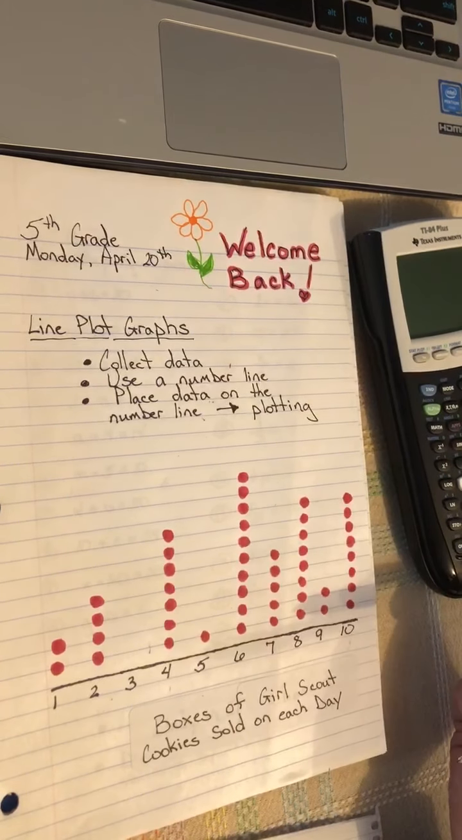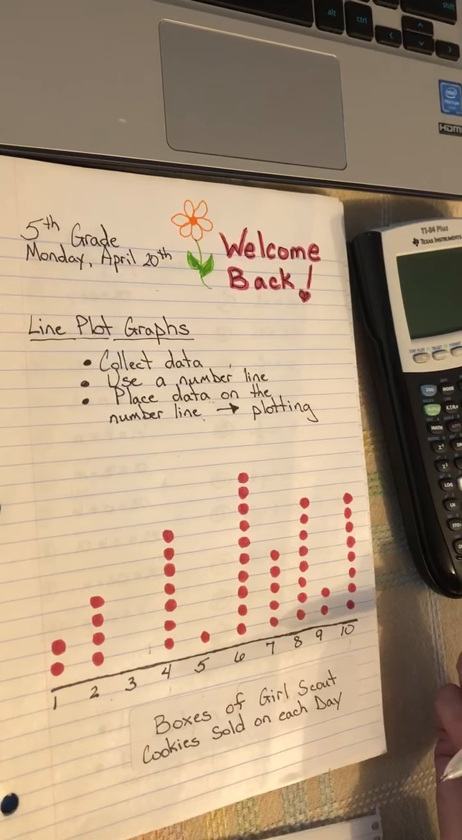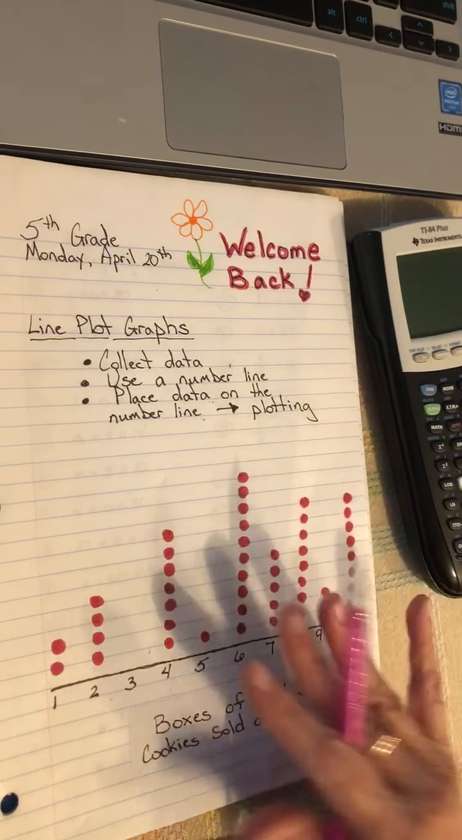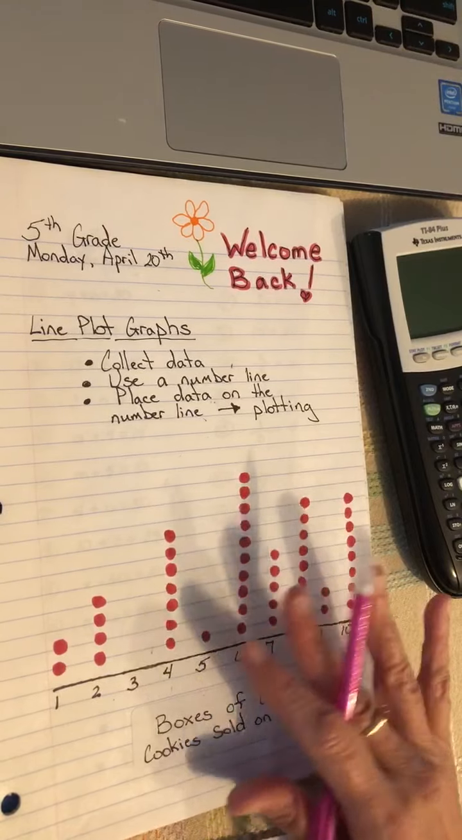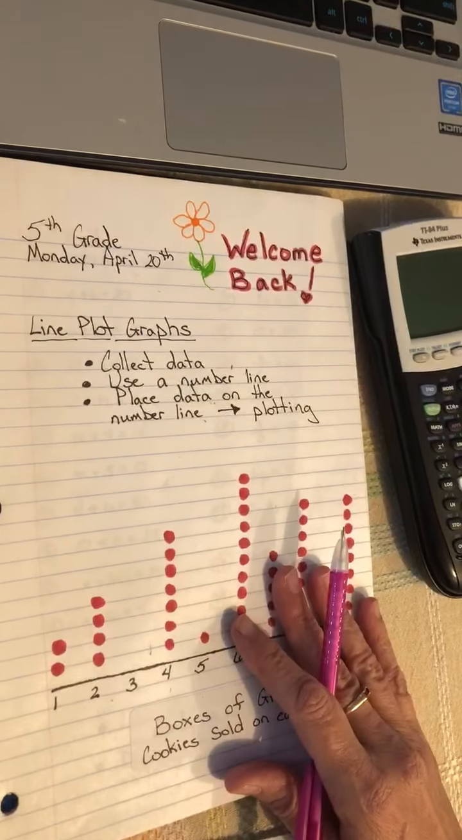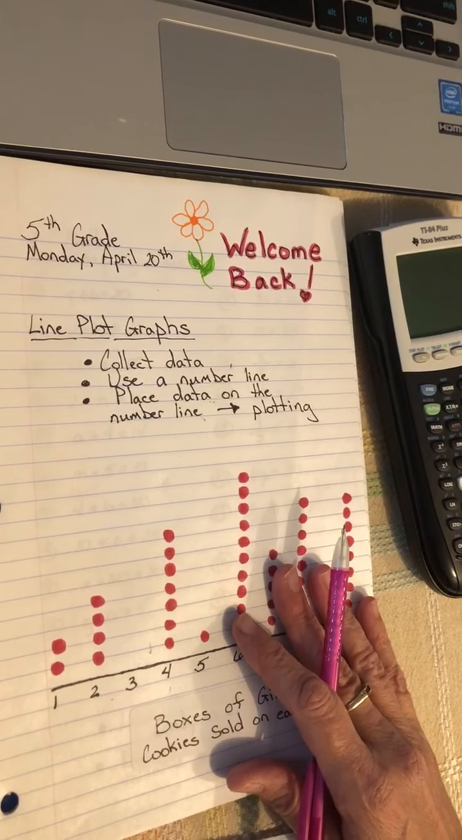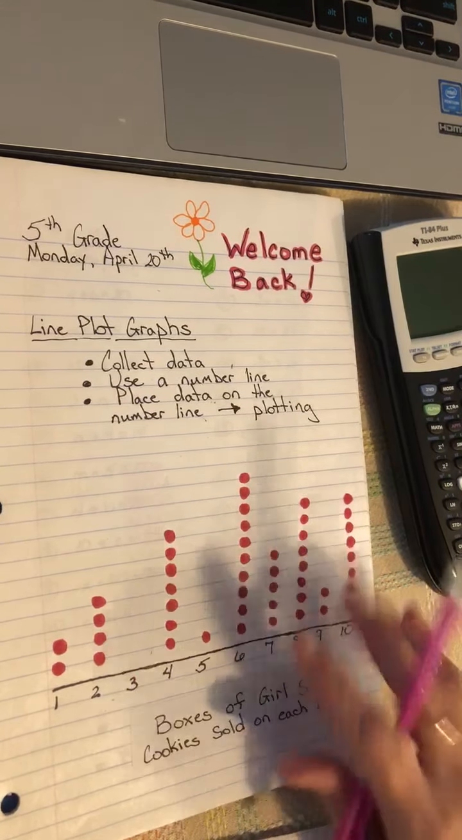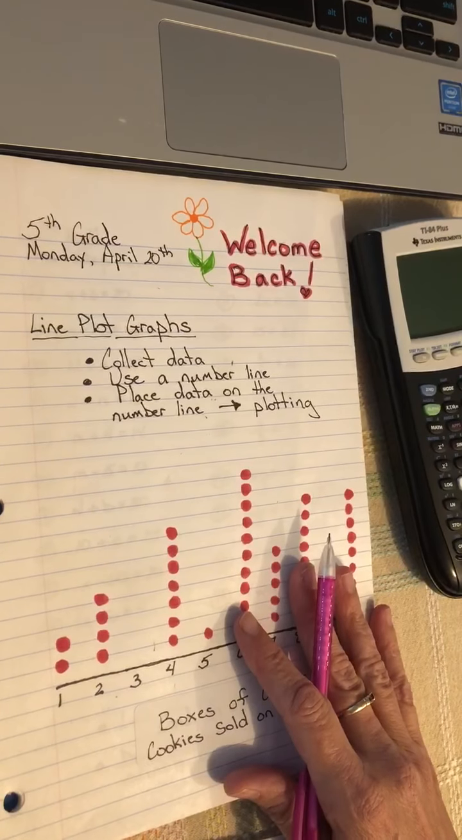Okay? So 5th grade. By going through this, you should have a real good example of how to complete your math assignment for today. It is going to be on line plots. Tomorrow, on Tuesday, we're going to work on line plots again, but it'll be more difficult because it will be involving fraction numbers instead of whole numbers. Okay, so that is where we are headed.